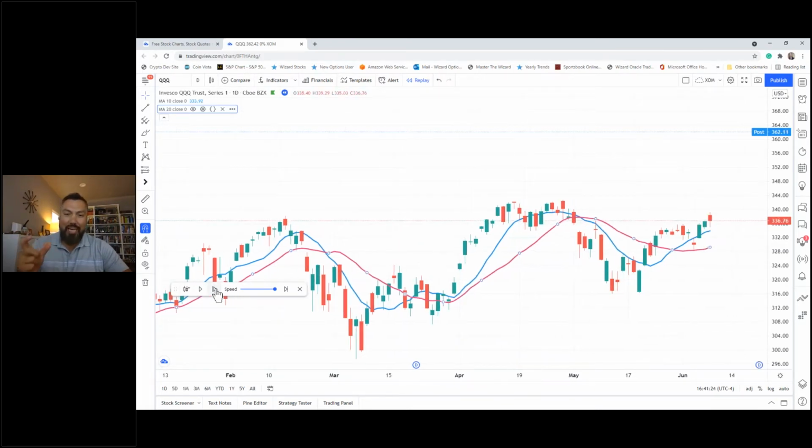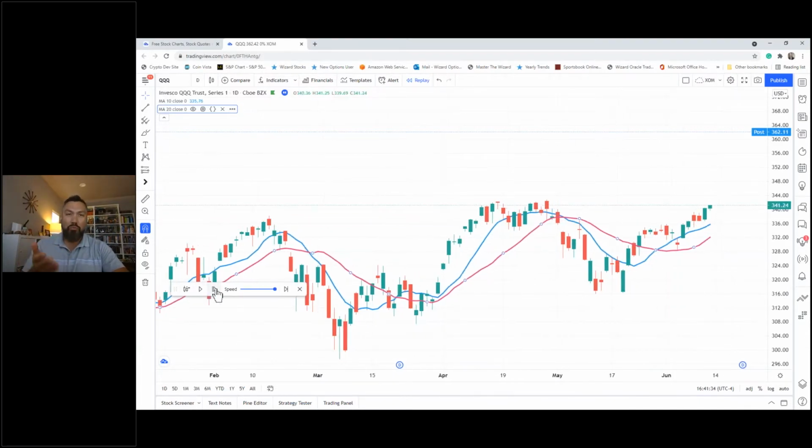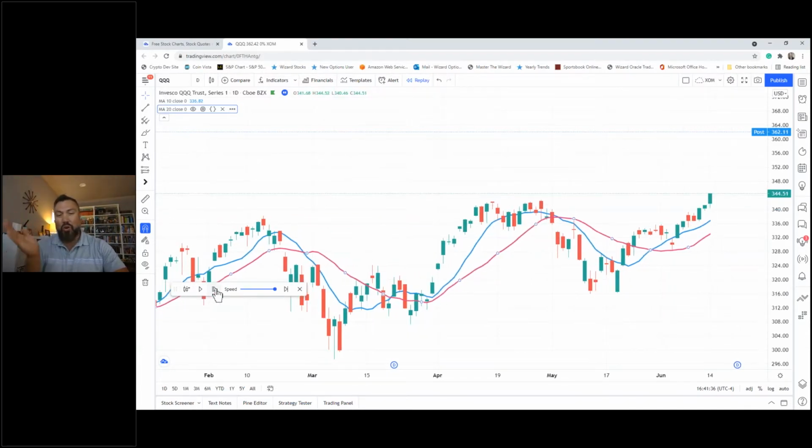It starts to act as support in an uptrend, okay? We have two trend lines stacked on top of each other, okay? And watch how it becomes this consistent support level riding underneath. Support is like the floor.